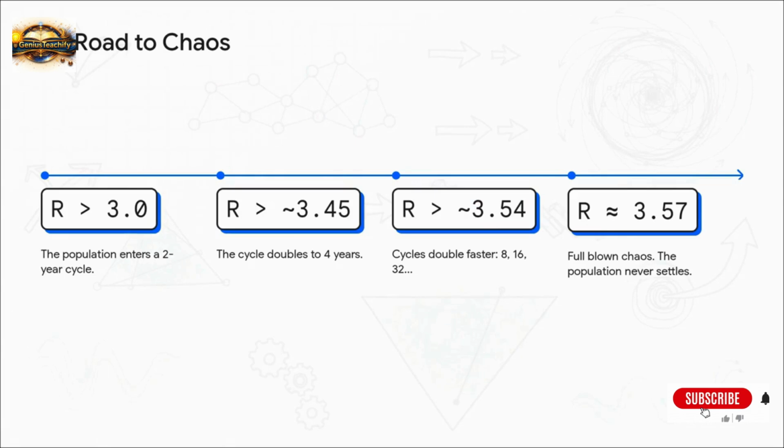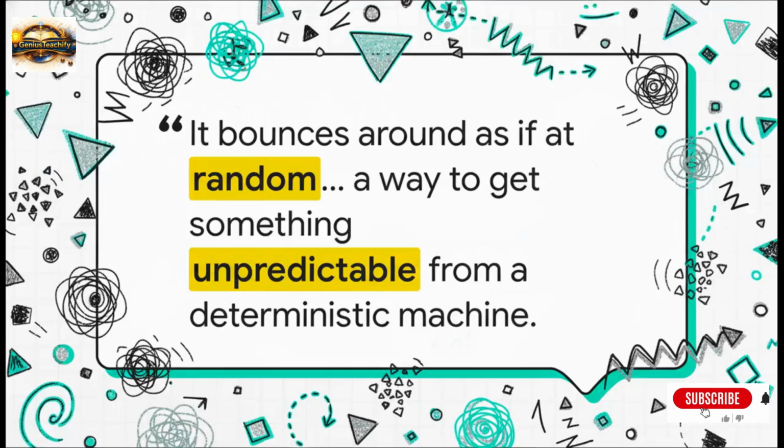And as we keep pushing R higher, the pattern just keeps going. Those two values split into a 4-year cycle. Then that splits into an 8-year cycle, then 16. These splits, they're called bifurcations, and they start coming faster and faster and faster, until finally, at an R value of about 3.57, everything just breaks. It's pure chaos. The population numbers never repeat. They just jump around, seemingly at random, forever.